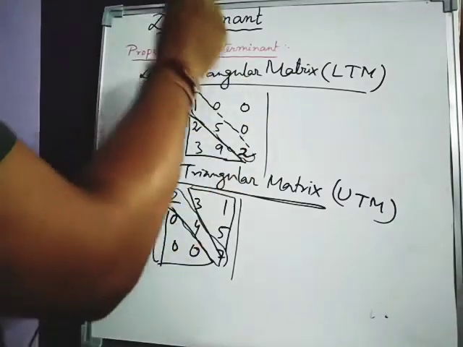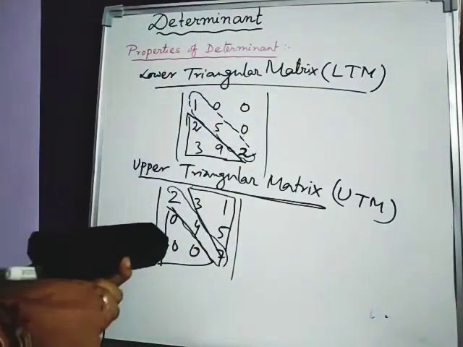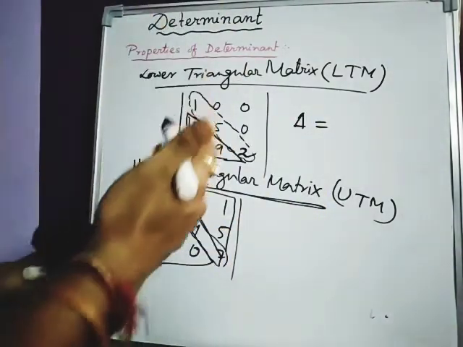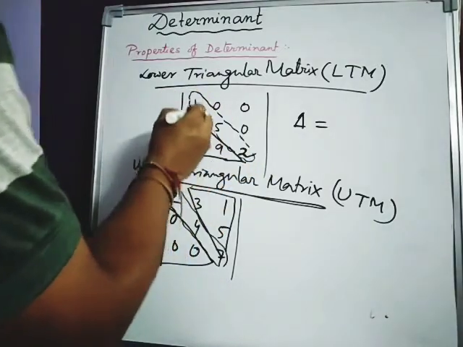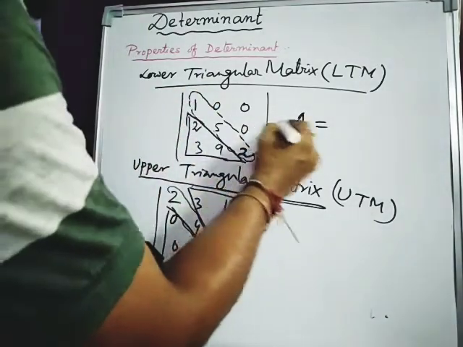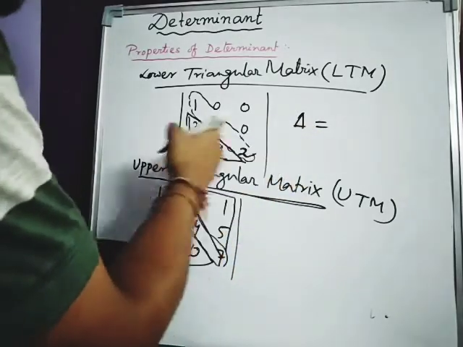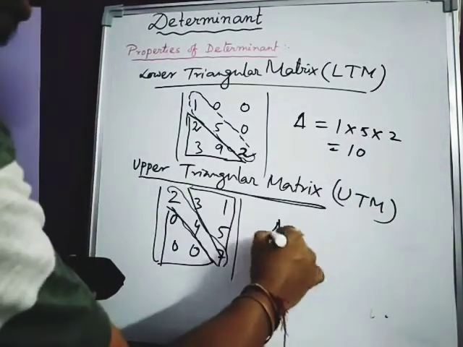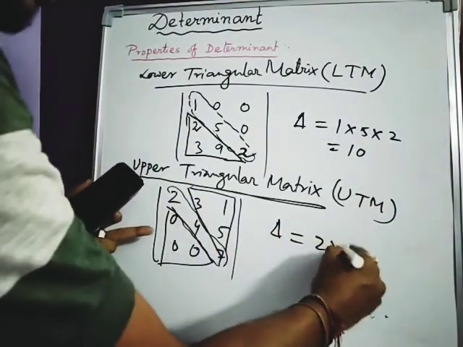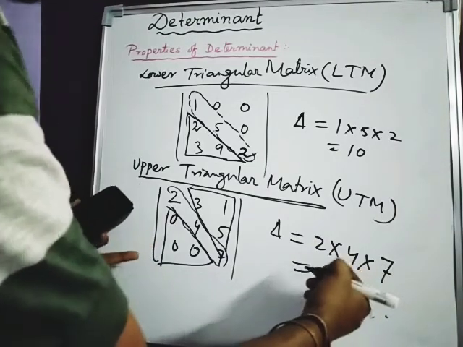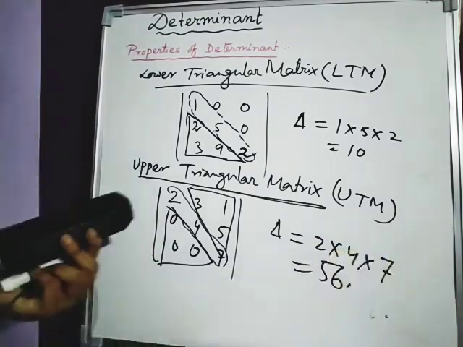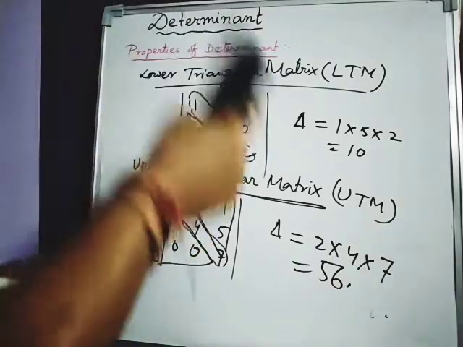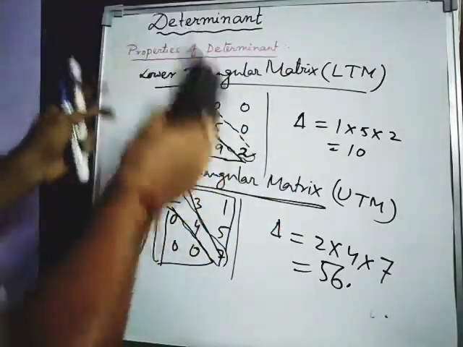If this kind of matrix is given and you want to calculate the determinant, how to calculate? Please remember, just the product of the principal diagonal elements, which you can do directly. Delta, which means determinant, equals 1 into 5 into 2, that means 10 is the answer. Similarly for this case, 2 into 4 into 7, that is 56. So this is how you solve for lower triangular and upper triangular matrices. Please remember, this is a special case, and for this type of matrix you can see directly and solve.